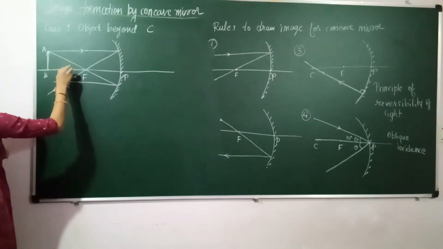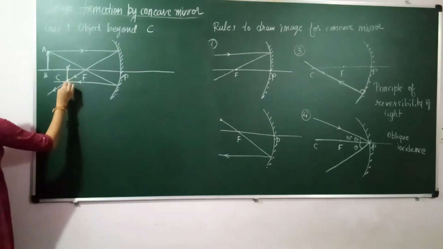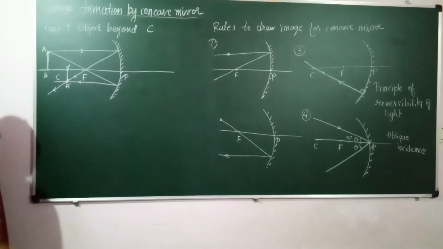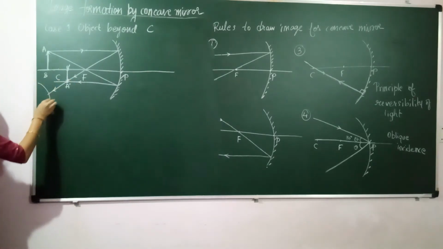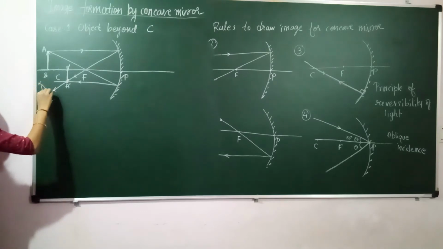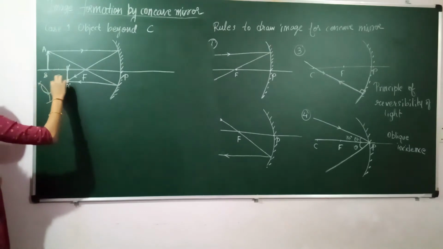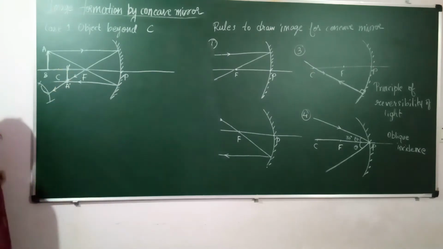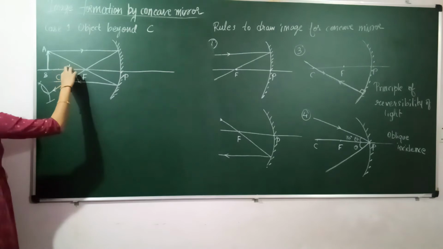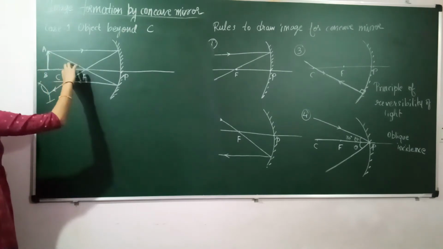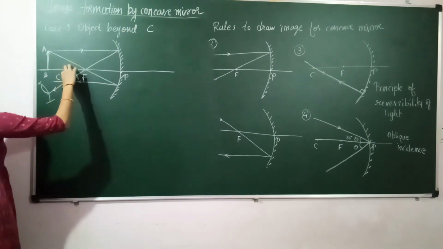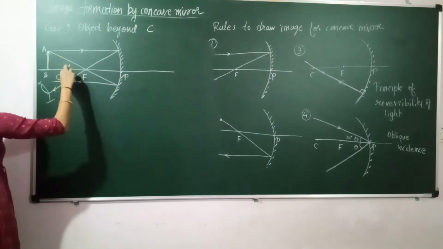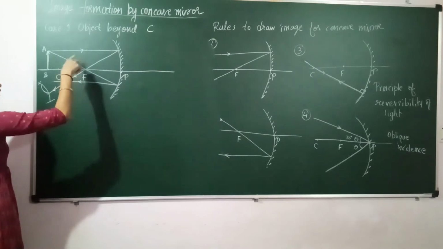So the image is also at the principal axis, and the point where the two rays are actually meeting, we will consider as the image, because when we observe from here, these two rays will enter our eyes, and these two rays are actually meeting at this point. So this point we will consider as the image. This is the image, this is the object. AB is the object, A dash B dash is the image, and this image we have obtained with the help of the concave mirror, using the ray diagram.